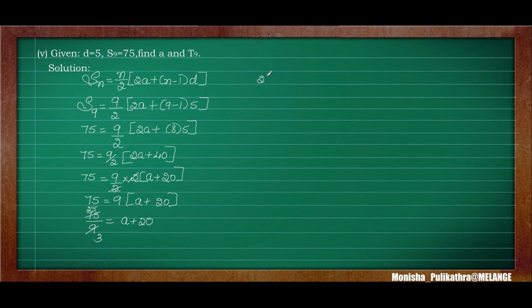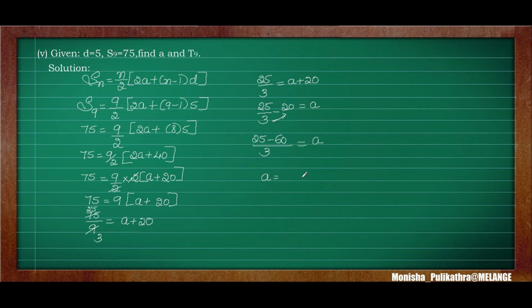So we got 25 by 3 is equal to A plus 20. Now we can shift this plus 20 to the left hand side. So 25 by 3 minus 20 is equal to A. Here the LCM is 3. When LCM and denominator are the same, we need to retain the numerator as it is. So next it will become, 3 2s are 6, that is 60, is equal to A.